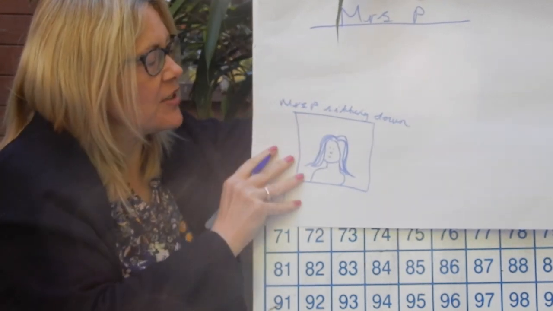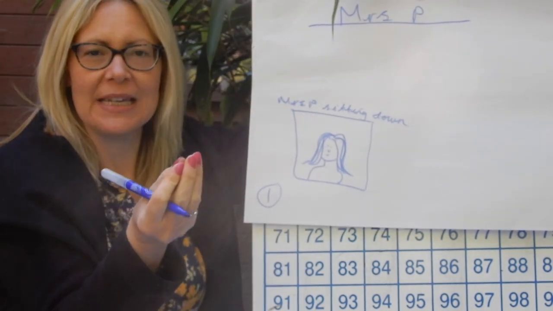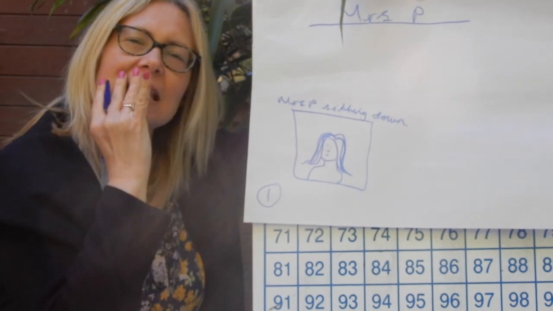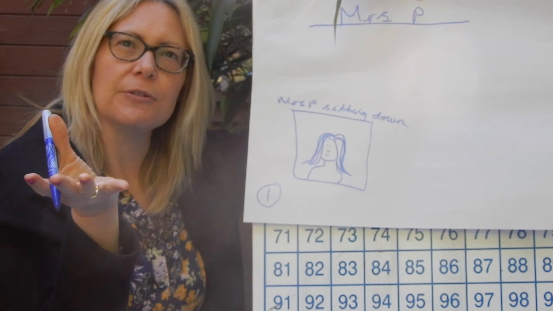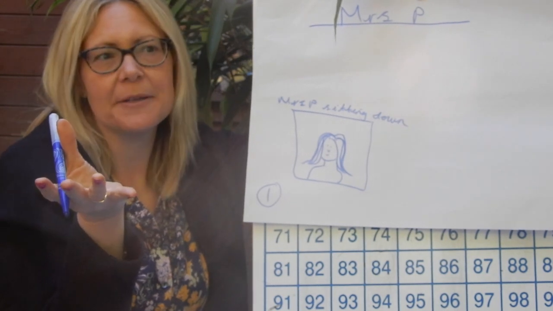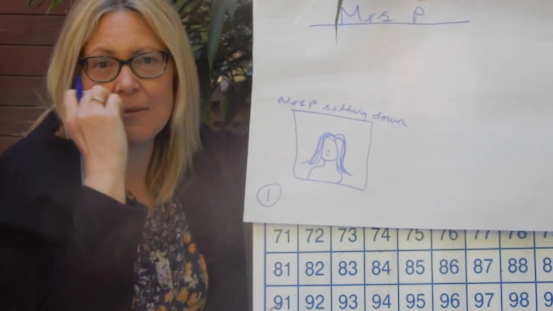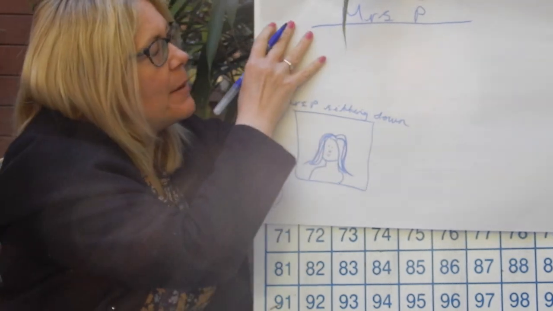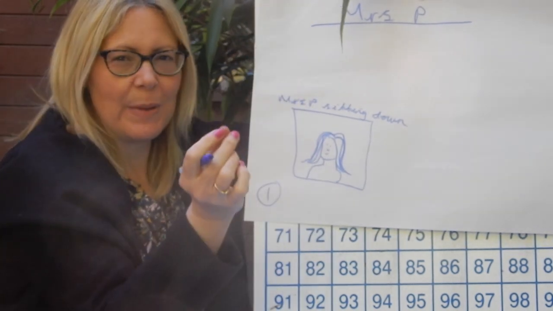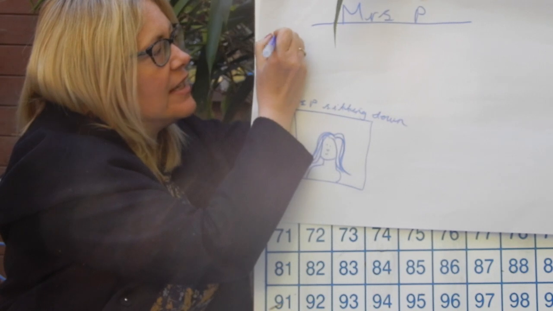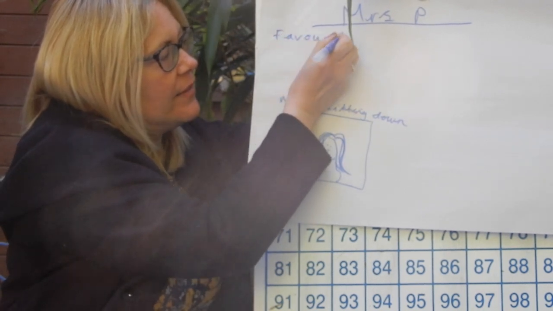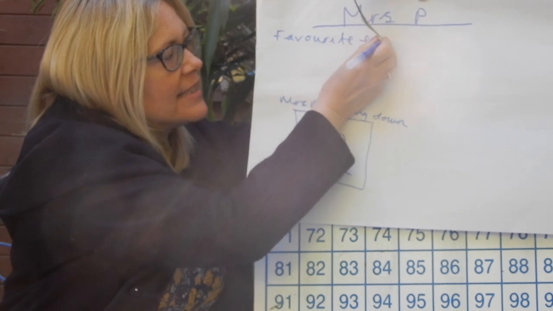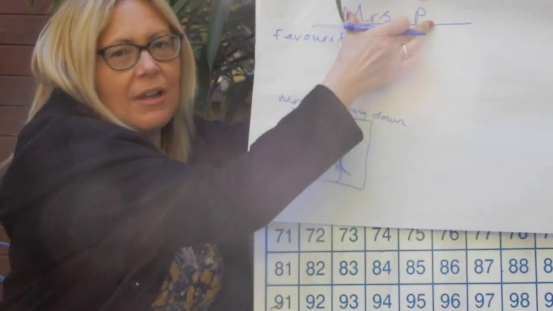And then I'm going to put a bit of facts about myself, okay? So let's think, a fact about myself. Mrs P's favourite food is pasta, probably, if I'm really thinking about it. So I might put here a subheading. I might put favourite food as my subheading. Favourite food. And notice how it's not in the middle like my heading was.